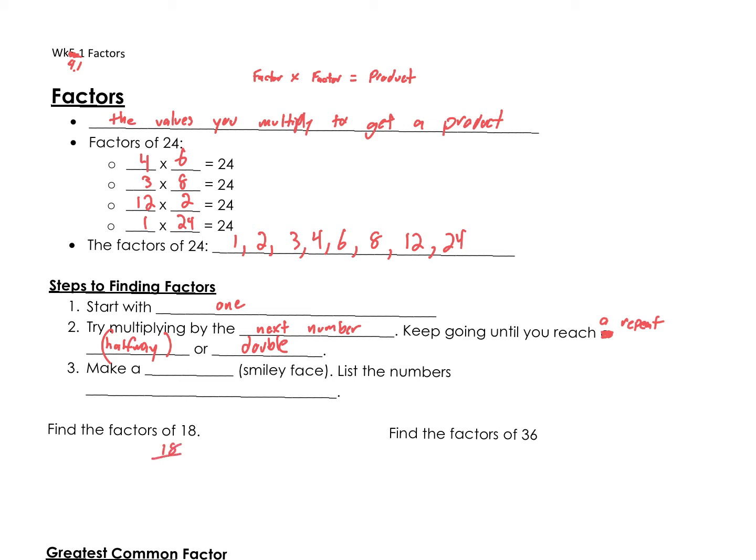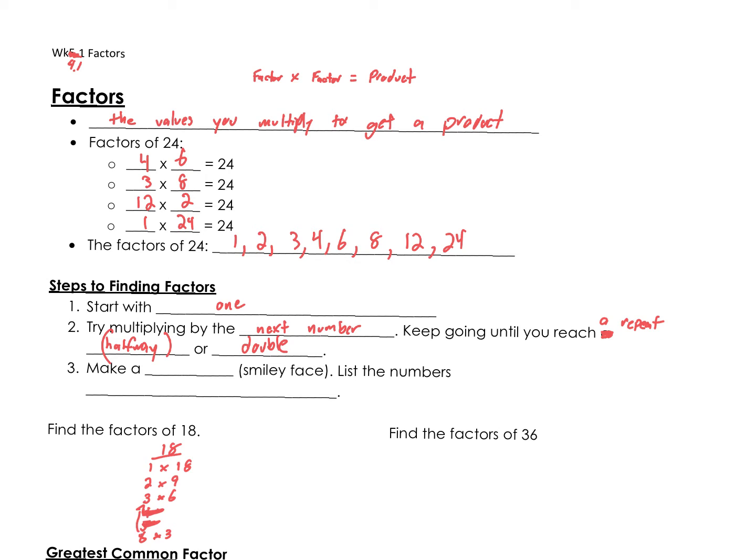So let's start here and then I'll show you step 3. For 18, we start with 1. 1 times 18. And we're just going to keep doing the next numbers until we reach a repeat or a double. 2 times 9, 3 times 6, 4 times, well, we can't do 4, so we cross it off. 5 times, can't do it, cross it off. 6 times 3, if you look at that, that's the same as 3 times 6. That's a repeat, 3 and 6, 6 and 3.